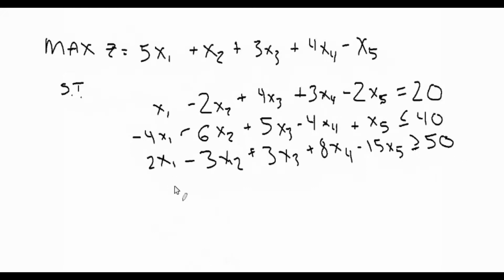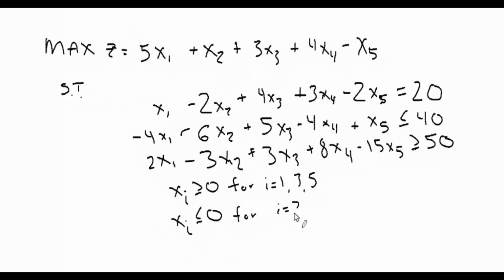And then we have x of I is greater than or equal to 0 for I is equal to 1, 3, and 5. And x of I is less than or equal to 0 for I is equal to 2 and 4. That's the problem that we'll be working with.